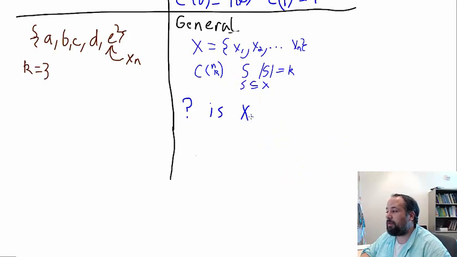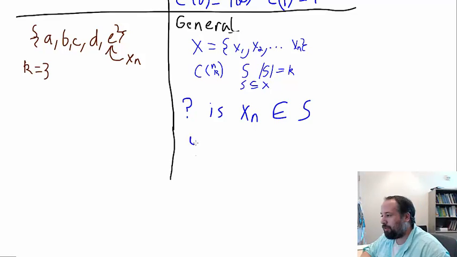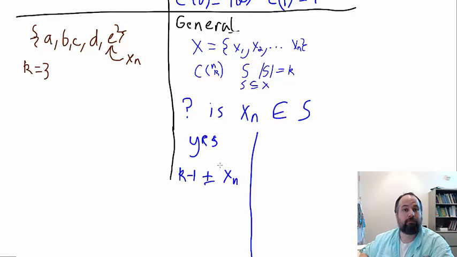Is x sub n part of our set S, which we haven't defined yet? And the answer is yes or no. If the answer is yes, x sub n is a member, that means that S must be some set with k minus 1 elements plus x sub n, right? Because S has k elements.